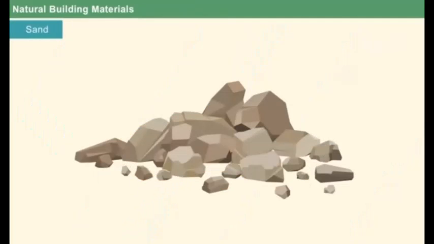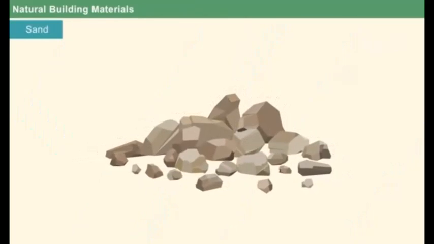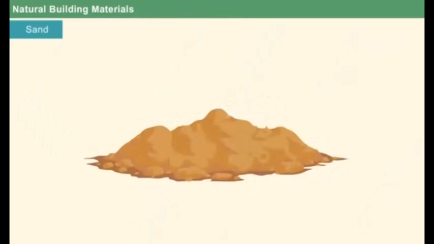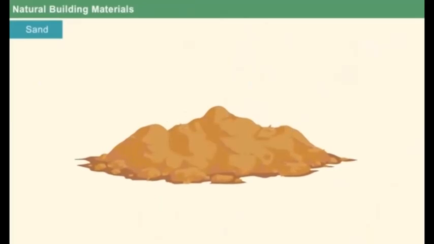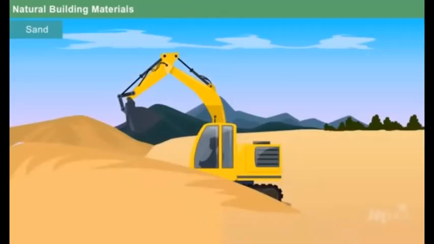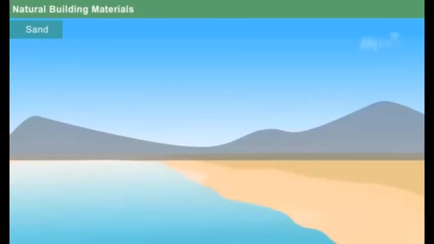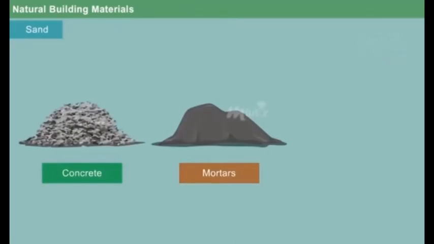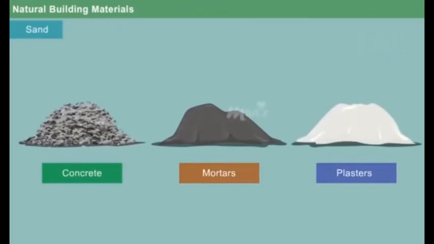Sand. With the effect of rock disintegration, small grains of silica are produced subsequently to form sand. The source of sand for construction is usually pits and rivers. Sand is used to create many building materials such as concrete, mortars, plasters, etc.